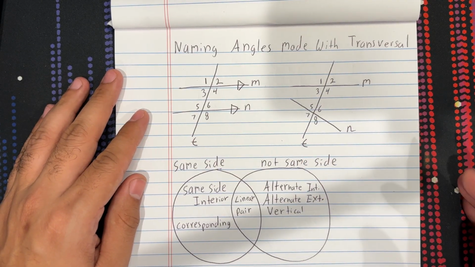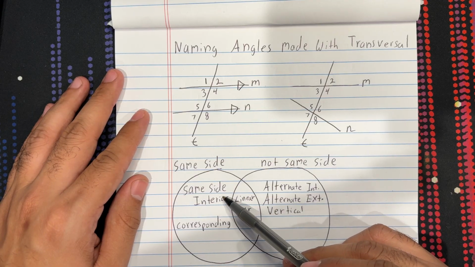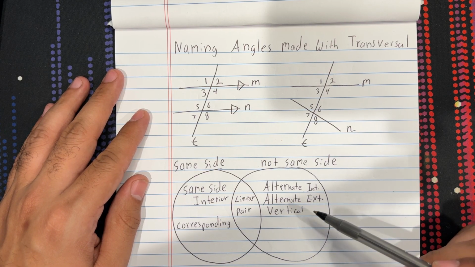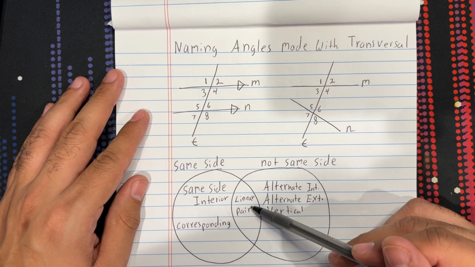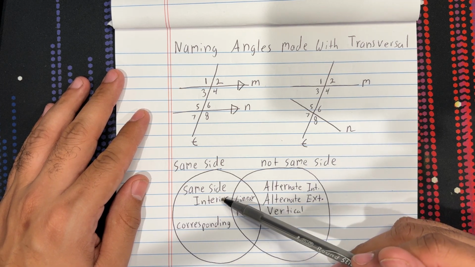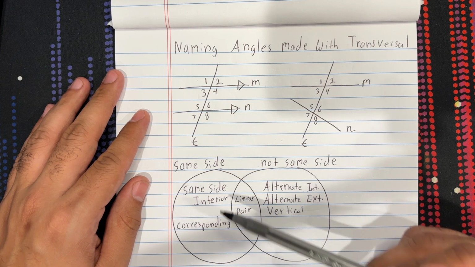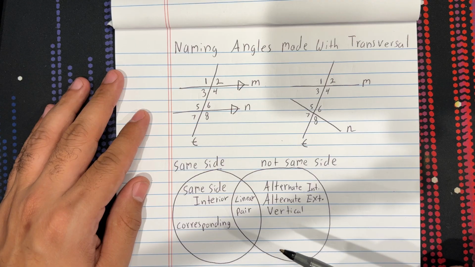In this case, we have 6 different terms. We have same side interior, corresponding, alternate interior, alternate exterior, vertical, and linear pair. Now, same side interior could use a different name. That one could be consecutive interior, but in this case, we're going to use the name same side interior.